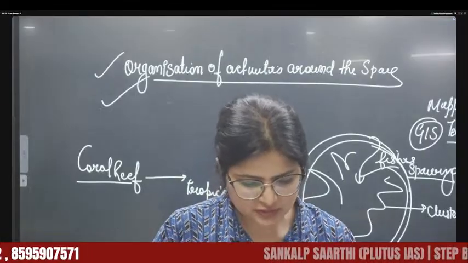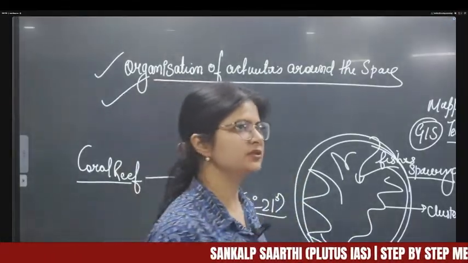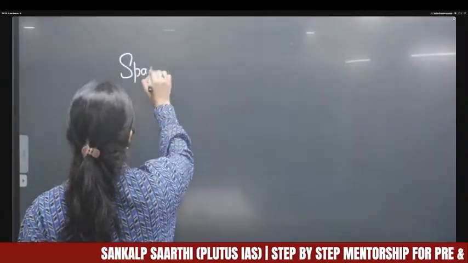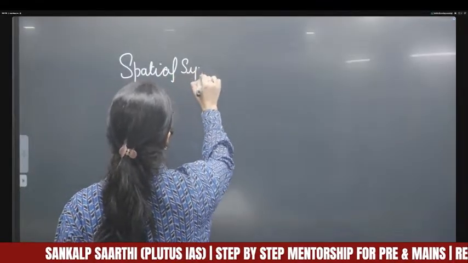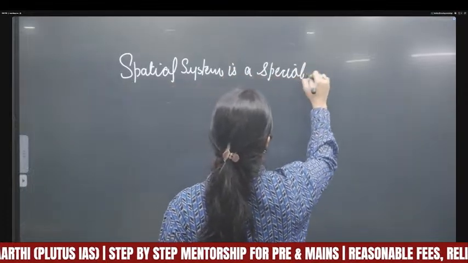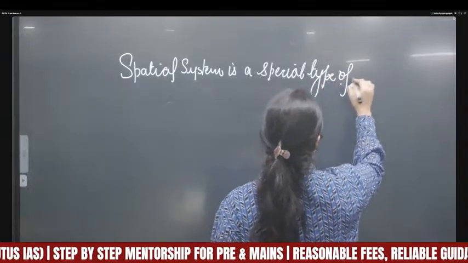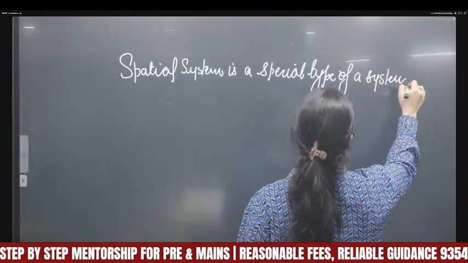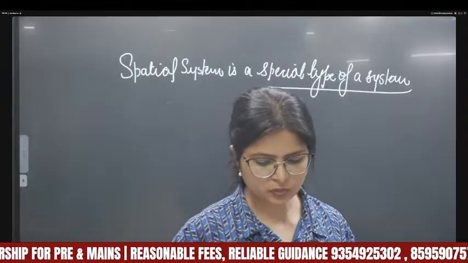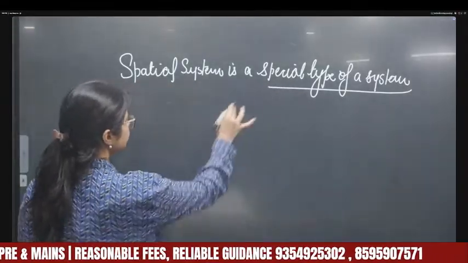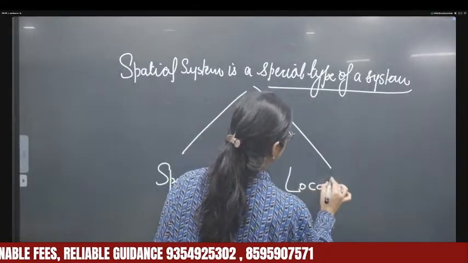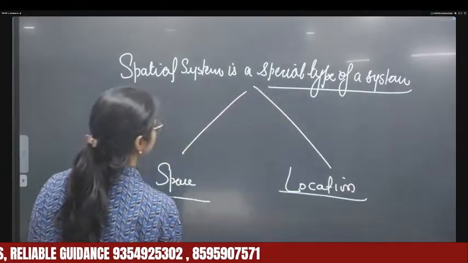Write down: a spatial system is a special type of a system. Please do not get confused. A spatial system is a special type of a system, where space and location are central components. क्या central components है? Space and location.